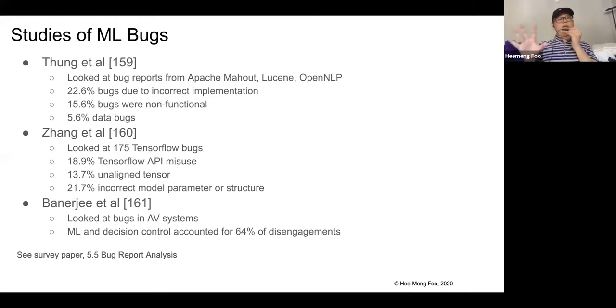They also have a very nice set of papers where folks have looked into studying bugs from open source projects. As you can see, and most of us in the test space will say, yeah, we've seen this before. Most of it has to do with incorrect implementation. As you can see for the paper from Zhang, TensorFlow, API misuse, and stuff like that.